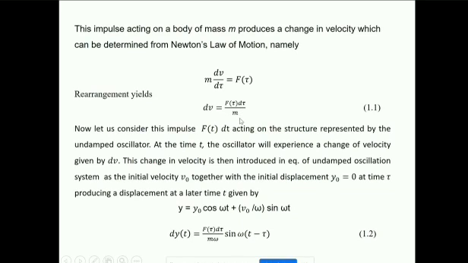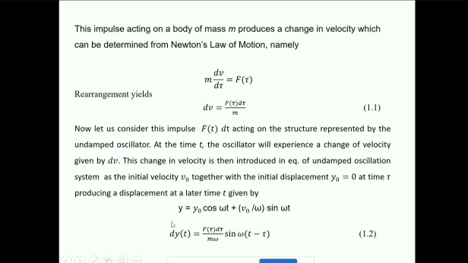That change in velocity will be considered as an initial velocity, and because of that initial velocity, whatever free vibration takes place up to the time t will be the response at the time t. Am I able to make you understand?